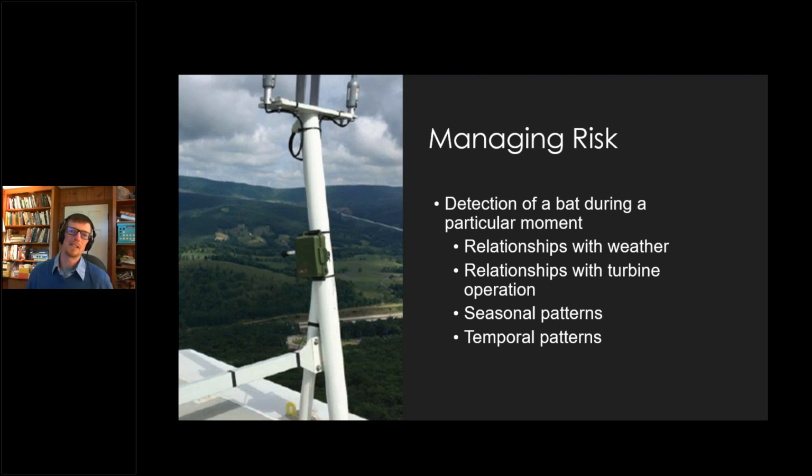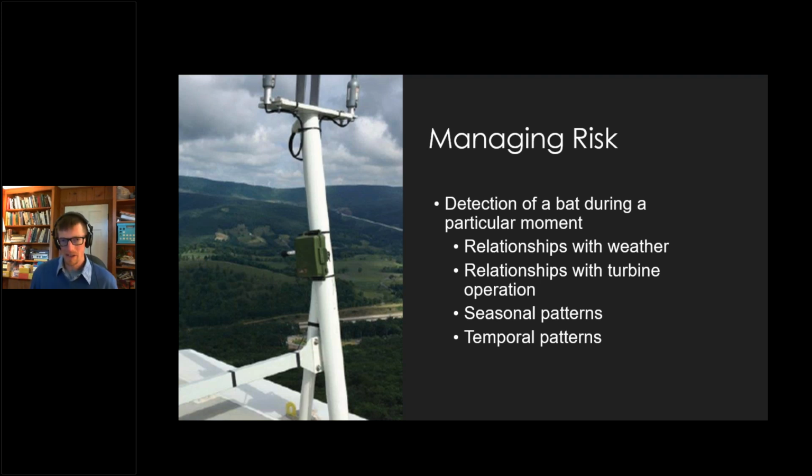but to also tell us something about what risk might look like during pre-construction, is to focus not on the number of bat calls you record, but on when they occur and what the weather is like when those bats are recorded. So with this information, you can determine the relationships with weather, how bats are affected by changing temperature, changing wind speed, and specifically what amount of bat activity would be exposed to turbine operation under different scenarios. And this is really where I think there's great potential.